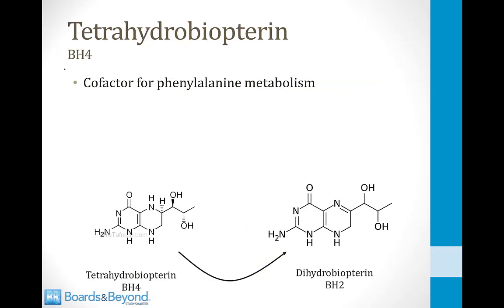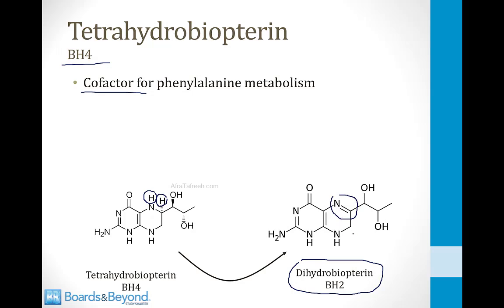Tetrahydrobiopterin is often called BH4. It is a cofactor for phenylalanine metabolism into tyrosine. This is the structure of tetrahydrobiopterin on the screen here, and it will be converted into a molecule of dihydrobiopterin, or BH2, and in the process, it will convert phenylalanine into tyrosine. What happens is the molecule loses a hydrogen at this nitrogen group here and another hydrogen here, and as a result, we end up with a double bond in dihydrobiopterin.